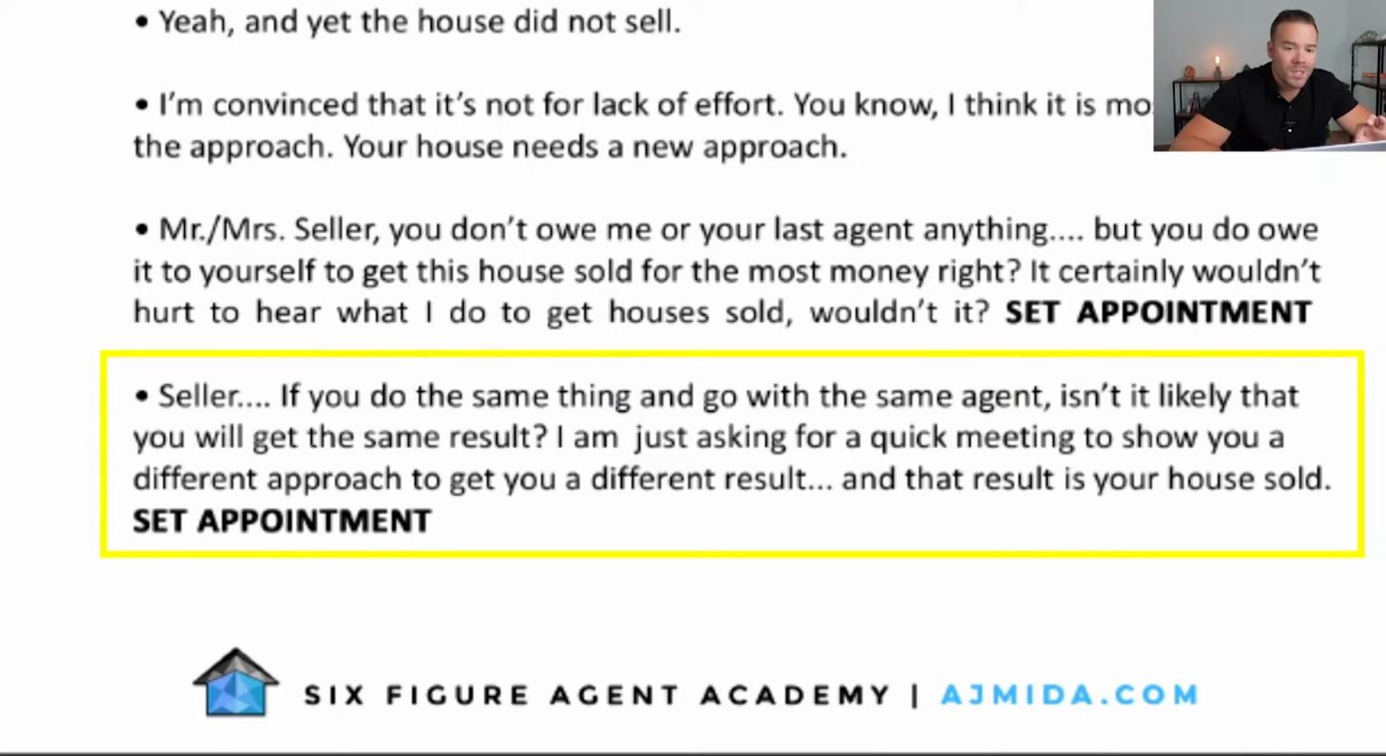Mr. Seller, if you do the same thing and go with the same agent, isn't it likely that you'll get the same result? I'm just asking for a quick meeting to show you a different approach to get a different result, and that result is getting your house sold.